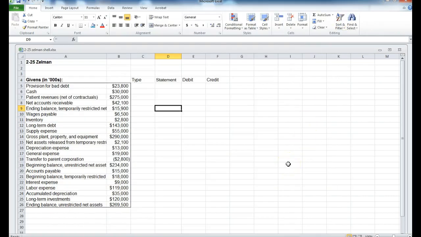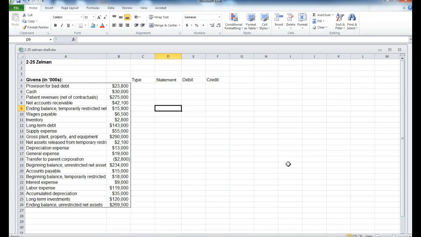This is the solution to problem 2-25 in your Zelman book. We are going to go over the accounts for non-profit entities, which is different than for-profit. And so we're going to start this problem by identifying what type of an account this is, which statement it belongs on, and whether the balance is a debit or credit.